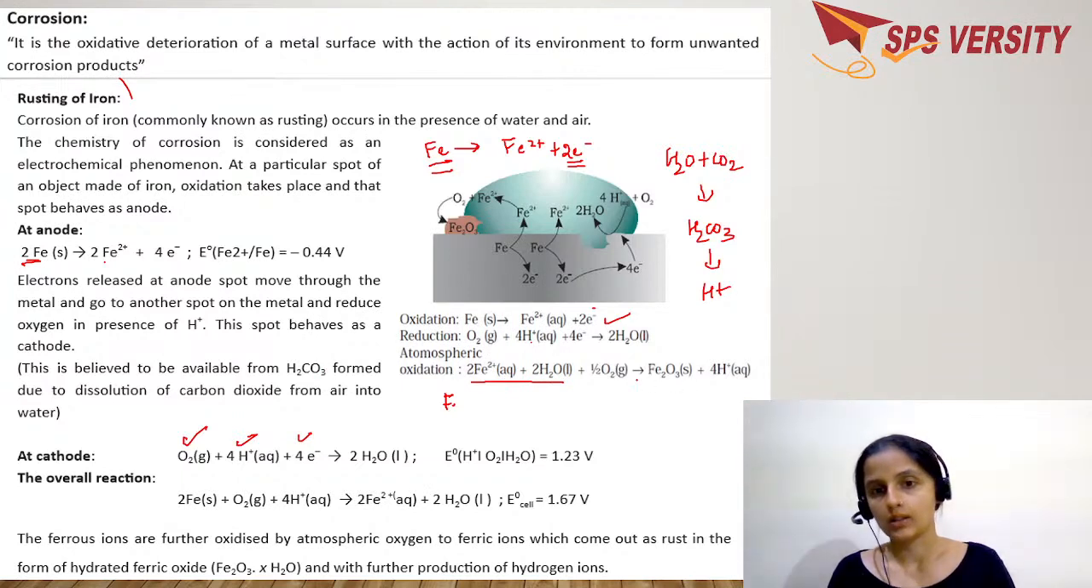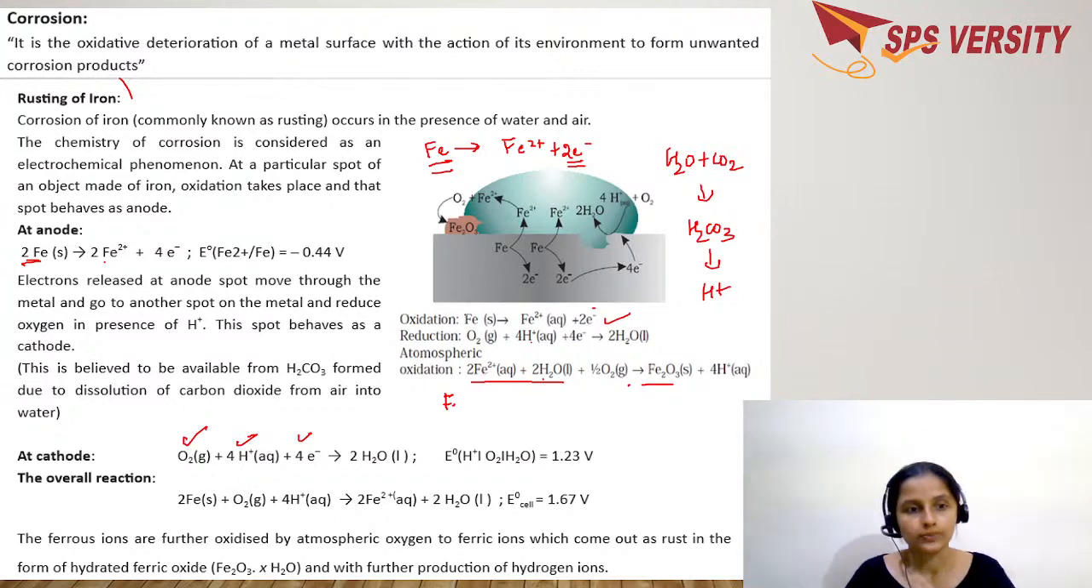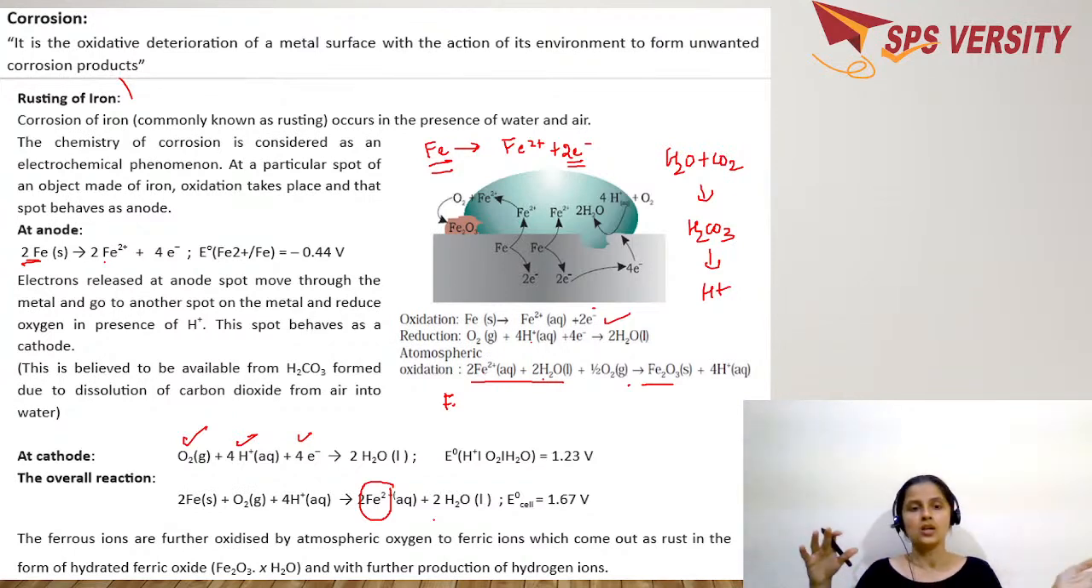Okay. This is the final atmospheric oxidation. Once you get Fe2+, that gets oxidized in the presence of water and oxygen to give Fe2O3. Do you get that? Now, you write the overall reaction: Fe2+, an oxidized form of iron, gets hydrated, forming a hydrate with the water in the presence of atmospheric oxygen and water. That's called rust.